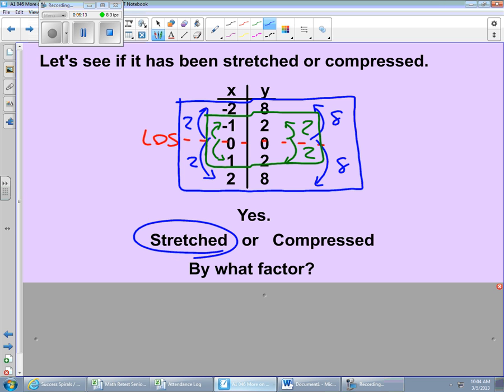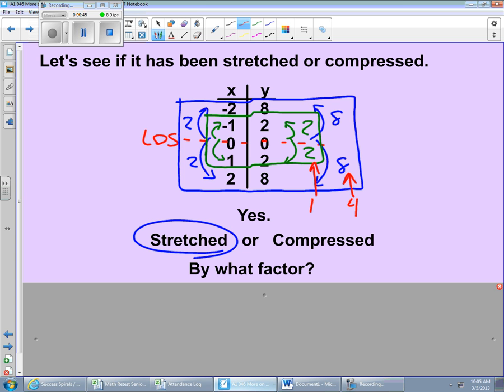And the next question that's going to lead us to is by what factor did it get compressed or what factor did it get stretched? Well, what were the steps doing compared to what we expected them to do? We expected a 1 right there. We expected a 4 right there. Compare the numbers that we got to the numbers we were expecting.